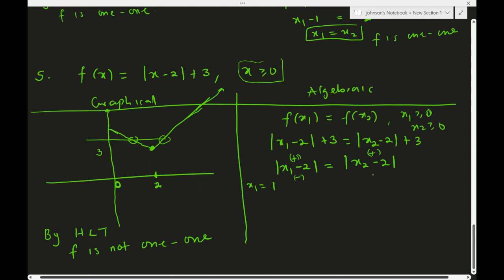So sometimes it could be positive, sometimes negative. The same applies to this one. So in this case, the condition given is not enough for me to remove the absolute value. And if you cannot remove the absolute value, we cannot conclude whether x1 equals x2. So we conclude f is not a one-to-one function.